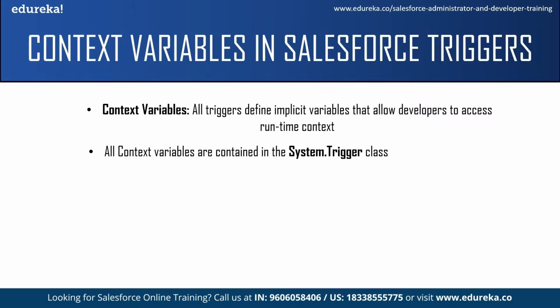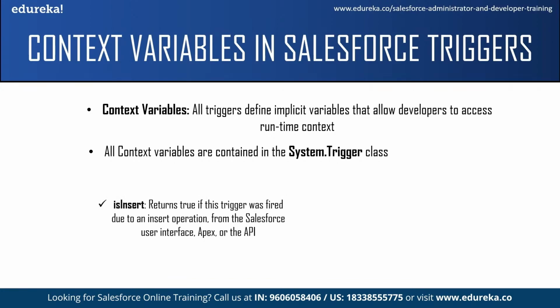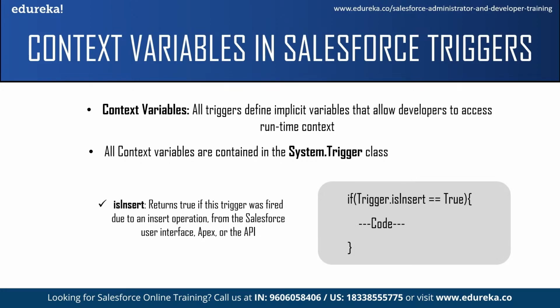So now let us take a look at the list of context variables in Salesforce trigger. The first context variable is isInsert. This returns true if the trigger was fired due to an insert operation from any Salesforce user interface or Apex or the APIs. I would like to show you the syntax here so you can know how exactly we can use context variables in our code. So you can see if Trigger.isInsert is equal to true, only then the set of code will be executed. It basically is like it's checking for a condition, and only if the condition is true, the set of code will be executed, else it won't be executed.